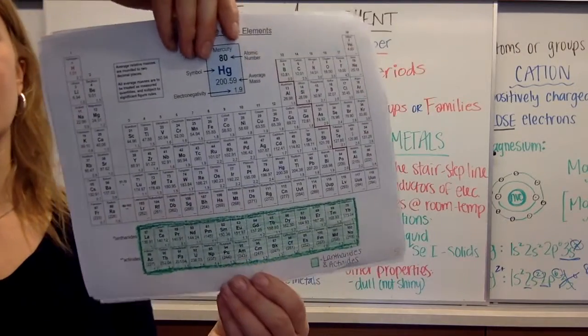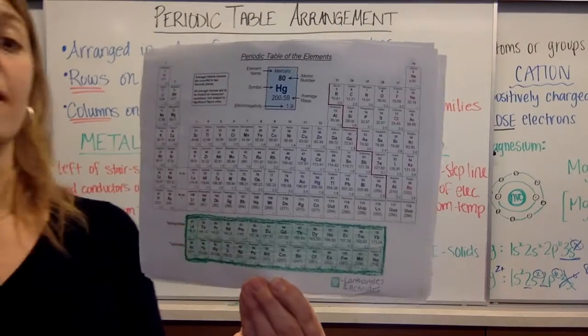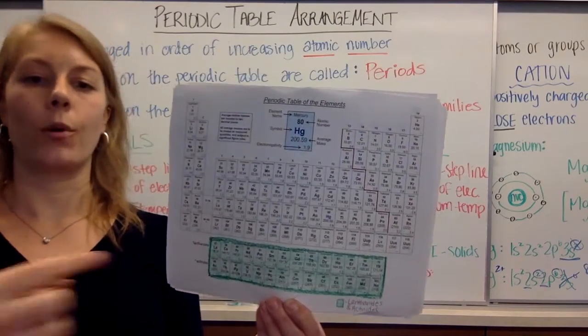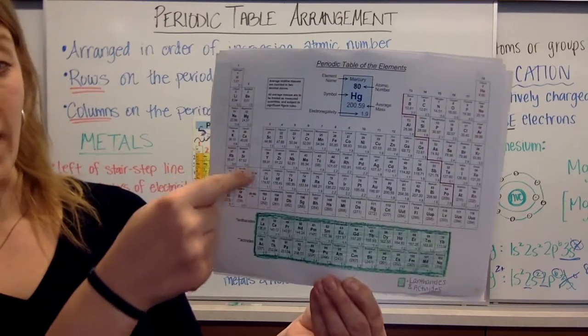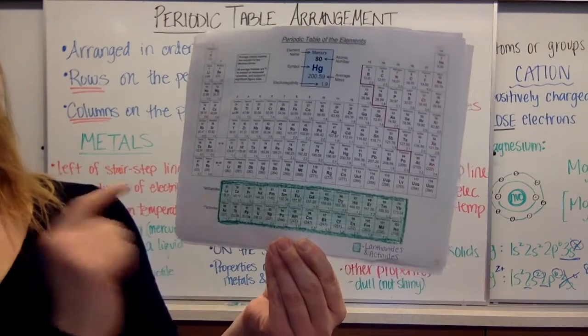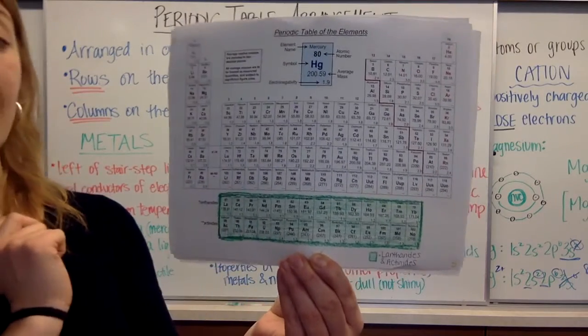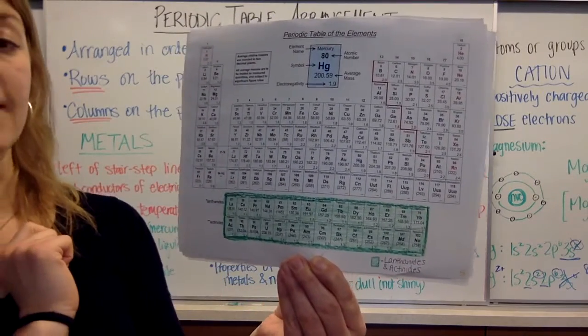Here are our lanthanides and actinides at the very bottom. Now, remember, the reason that they're down here is because our periodic table would be way too long if we were to include them where they actually go right here. The first row, or the first period, is the lanthanides. They start with lanthanum. And the second row underneath it is the actinides. They start with the element actinium.